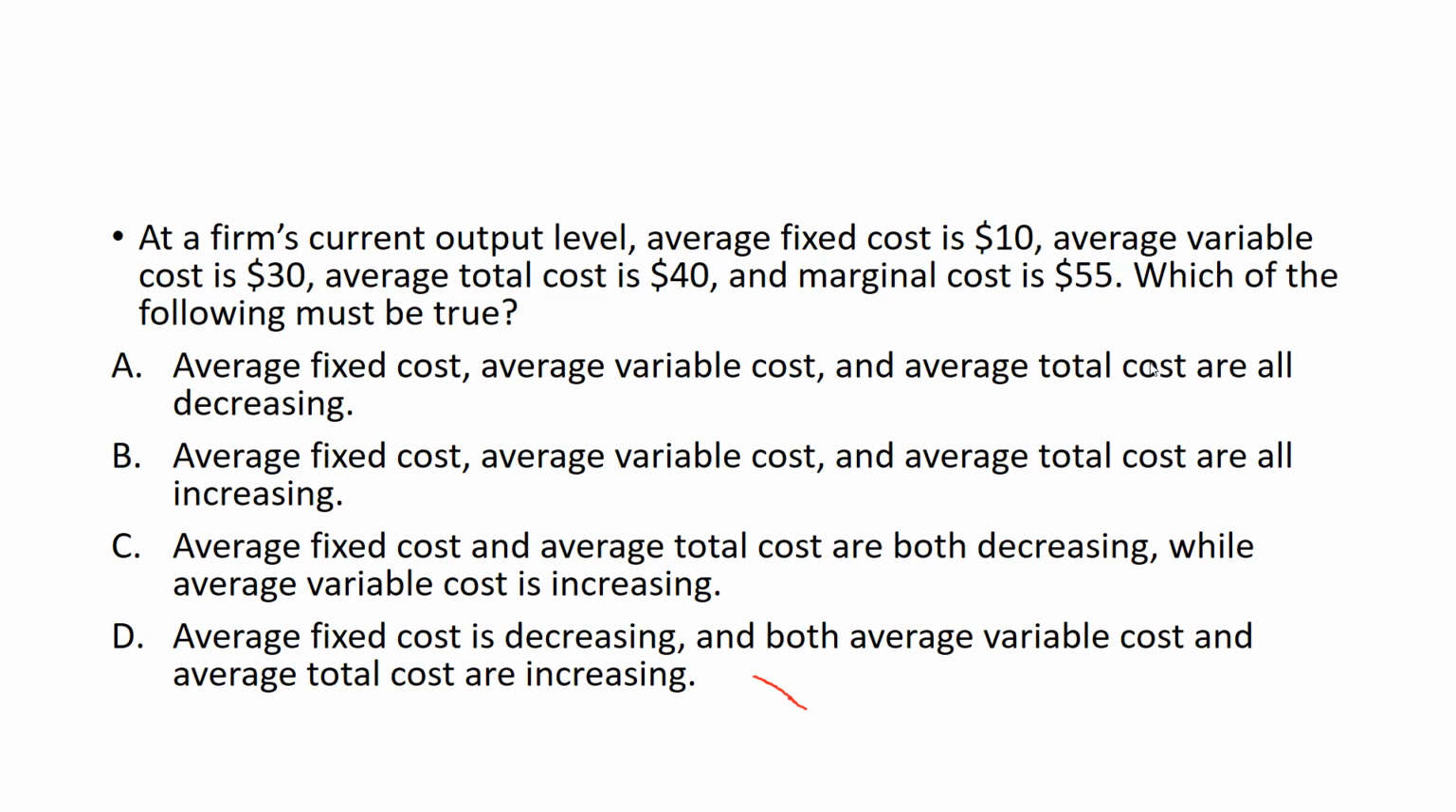If the average total cost is 40, and then the next unit costs 55, what has to happen to average total cost? Hold on. The average is 40 and the next unit costs 55. It has to go up. That's all this is saying. The average total cost is 40. The marginal cost, which is the next unit, is 55. So therefore, the average total cost has to go up. But fixed cost is always going to go down. Okay. I saw the light bulb go off. All right.